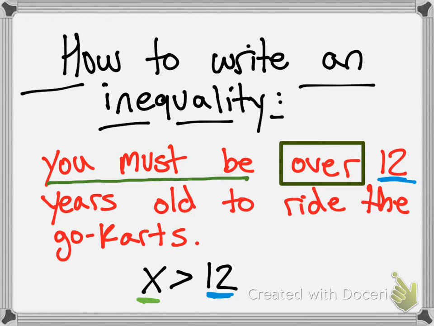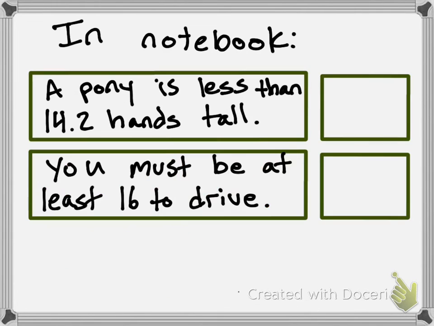You must be over 12 years old to ride the go-karts. So that means that you have to be over, not equal to, not at least. It says over. We don't see the words at least or at greatest. So when we see words like over, less, below, we know that our inequality is just going to be greater than or less than. It's not going to be greater than, less than, or equal to.